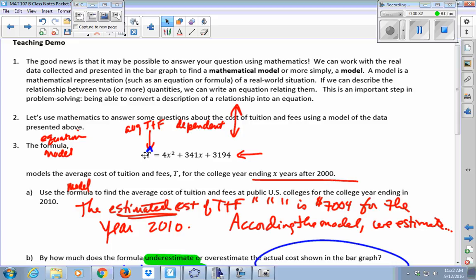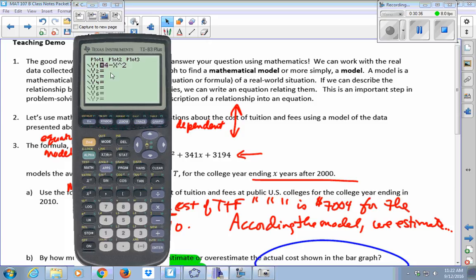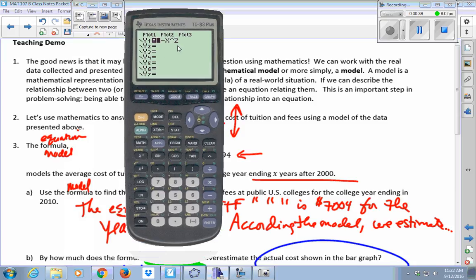So if we were trying to graph this, we go into our graphing calculator. And I need to turn off this first parabola or else I'm going to have 2 pictures. So there's 2 ways to turn it off. You can just clear it all out.